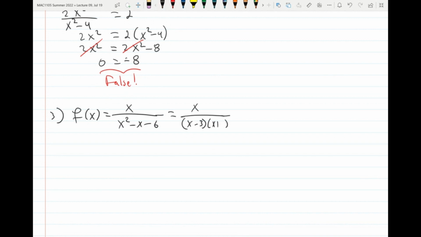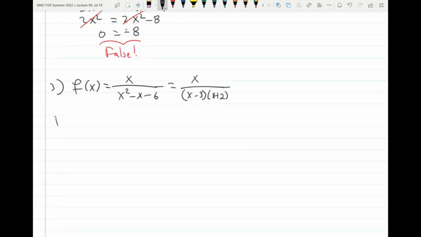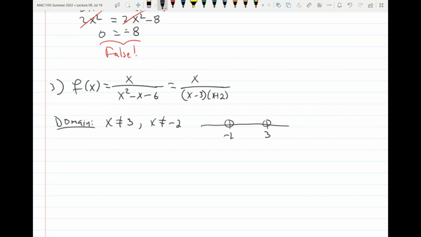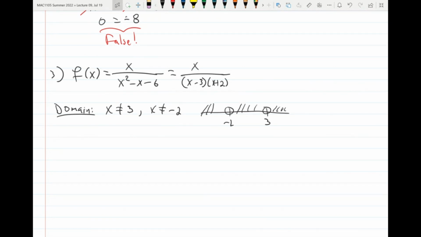Now, why is factoring helpful? Because factoring allows you to figure out everything else rather quickly. So, domain: what are the values that we need to worry about? x cannot be 3, x cannot be negative 2. Everything else is fine. You need to avoid those values. The rest is okay. All right, so domain is down.